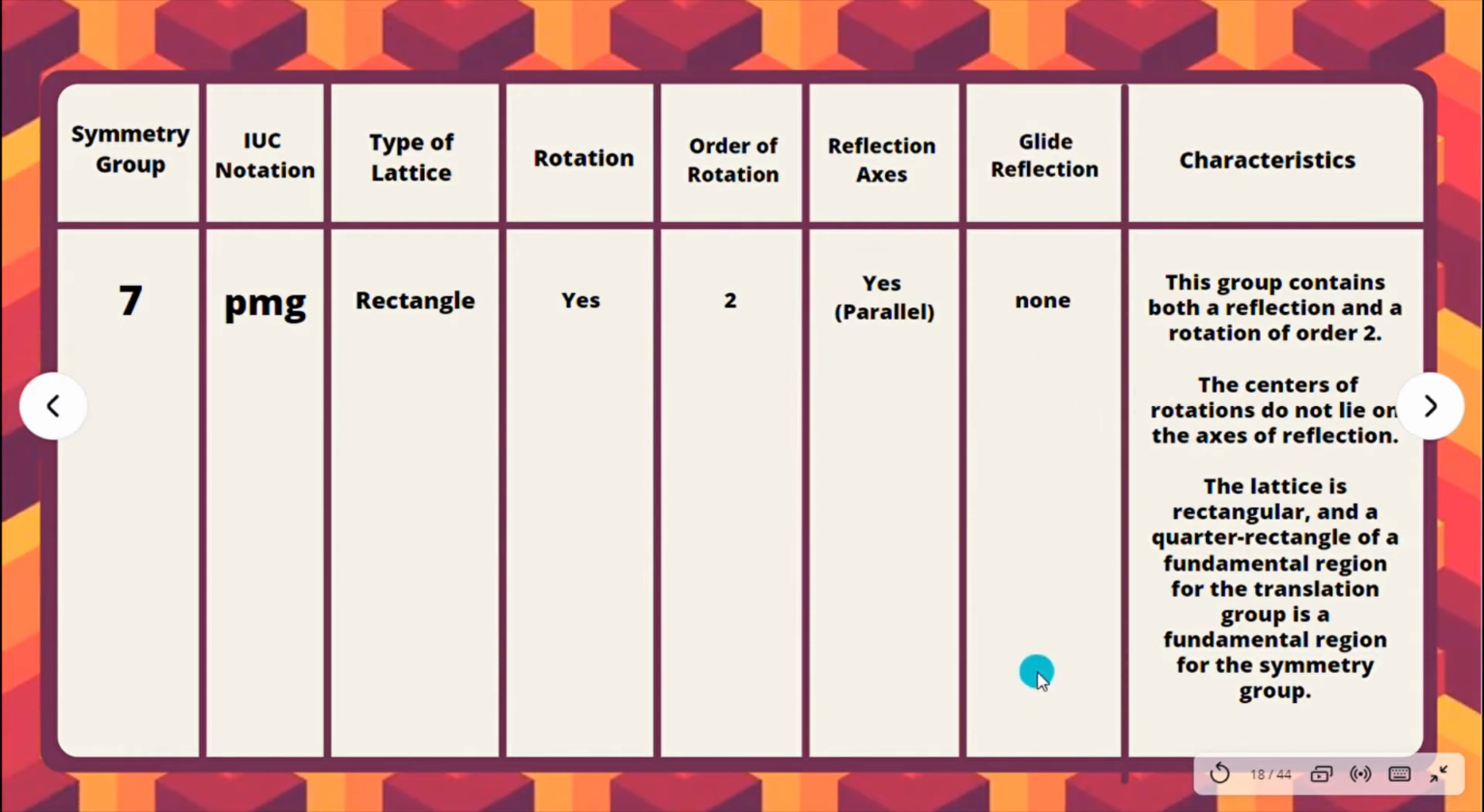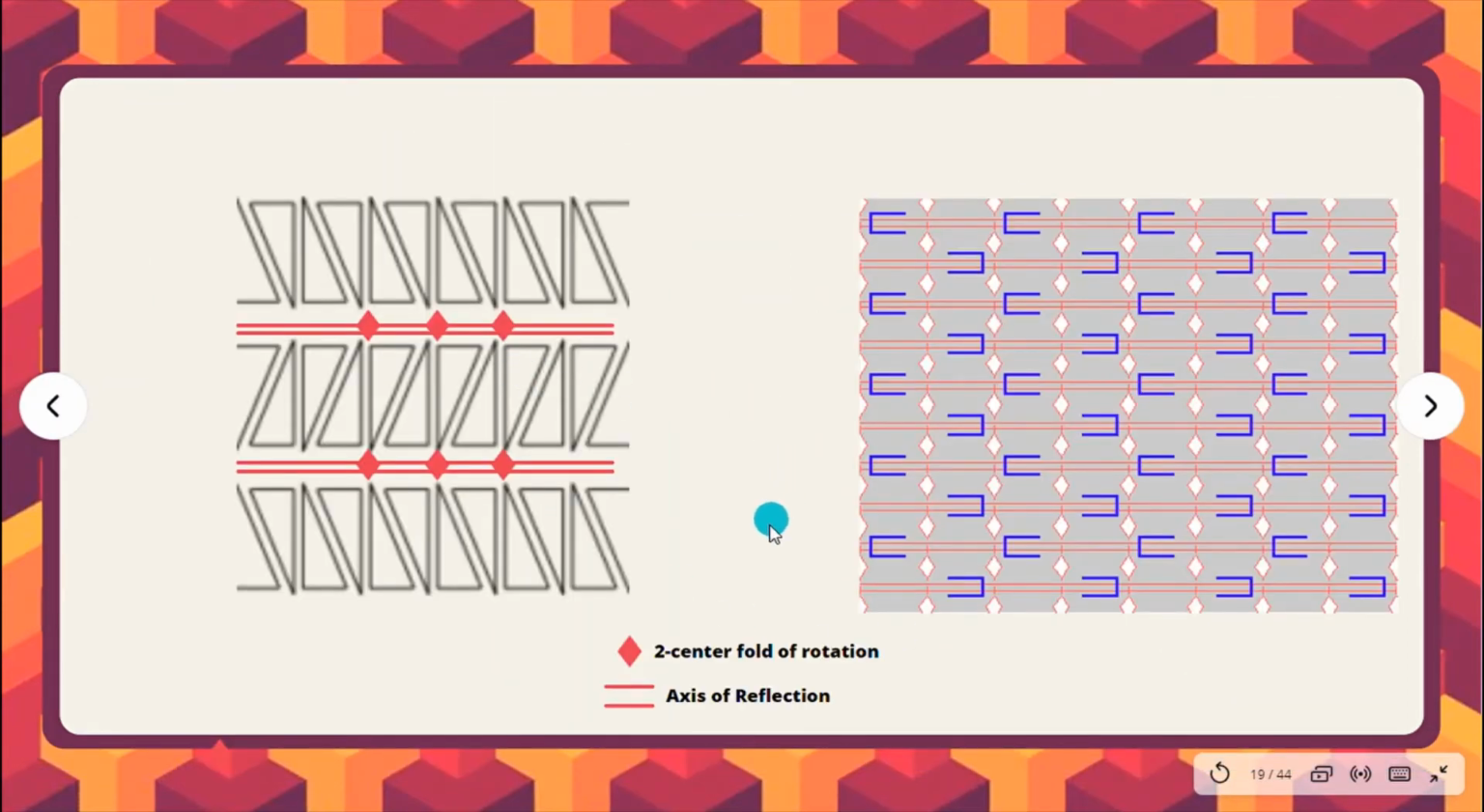Feel free to pause this video to look at the characteristics, but here I am going to highlight the fundamental region, which is the quarter of a rectangle. We can see here what this means. Let us take a look at the right picture first. These blue lines can be considered as the right angles of these right triangles. We can see here that these are reflections.